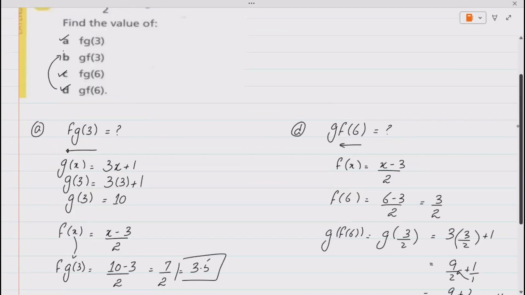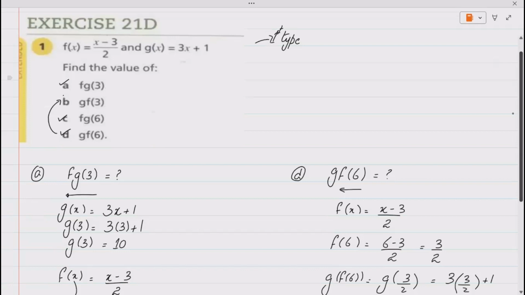So part D is complete. B and C, C is the same as A and B is the same as D, so you can do it by yourself.